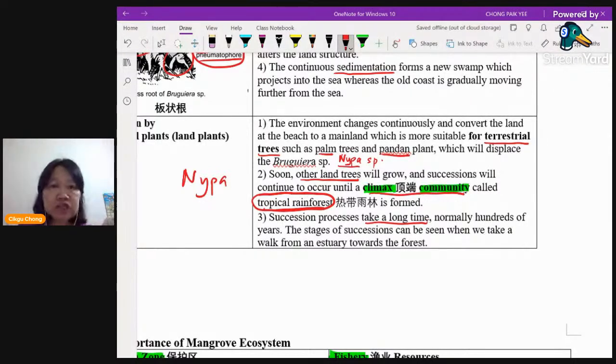If in Russia, let's say in taiga or Siberia, it's different. There's no tropical rainforest. Their climax community will be the taiga. Taiga is the kind of forest they have there. In the USA, you have prairie.